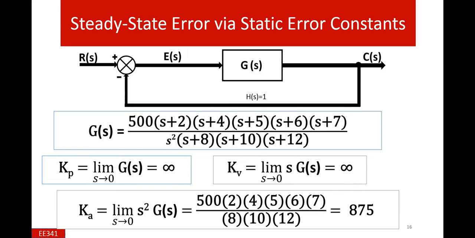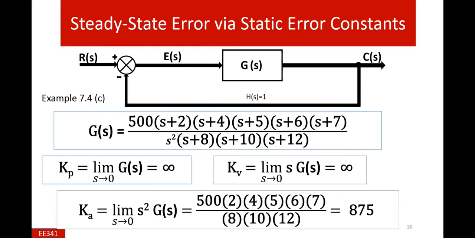So, next example. In this example, we have to find, first of all, the error constants and then the corresponding steady state errors. Again, this is a type 2 system. There are two poles at the origin, a double integration.